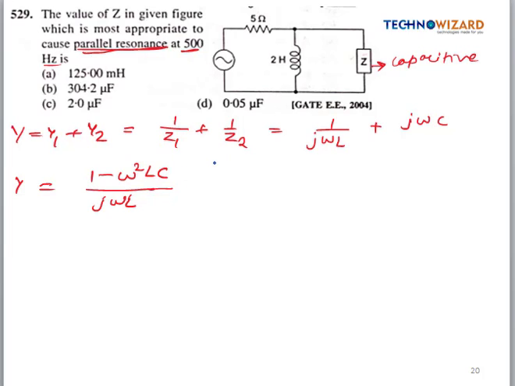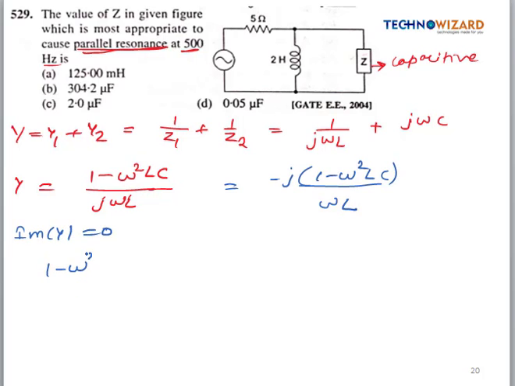Now let's rationalize. After rationalizing, this j term will go in the numerator, this will become minus j, times 1 minus omega square L into C, divided by omega into L. So we know that the imaginary term of y should be equal to 0. It means 1 minus omega square L into C is equal to 0. Now we have to calculate the value of C. So omega square is equal to 1 by L into C, so C is equal to 1 by L into omega square.